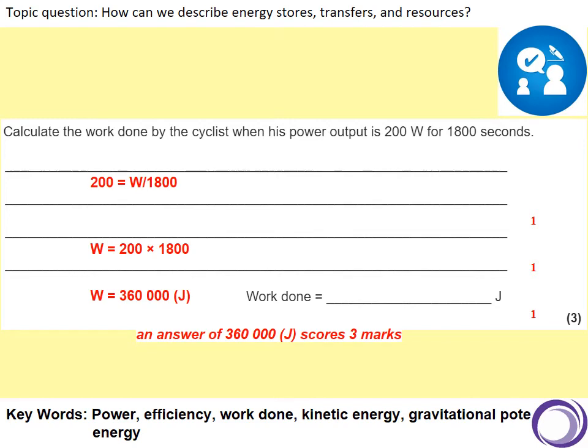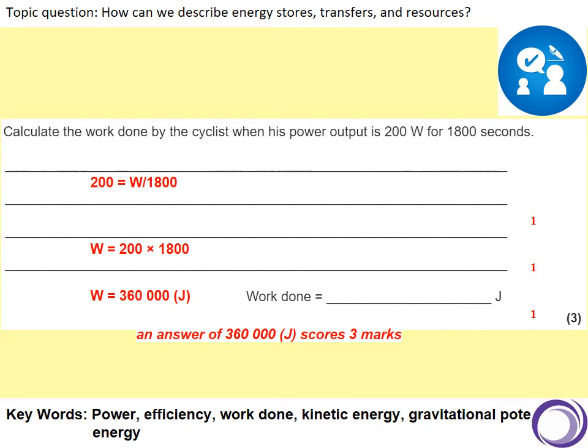Okay, so this is what we should have got. The power is your 200 watts, your time is 1,800 seconds. Remember, your power is your work done divided by your time. So in the first line you've got 200 is equal to work done divided by your time, which is 1,800. You get 1 mark for that. And then if you've rearranged correctly, that's where you get your second mark.